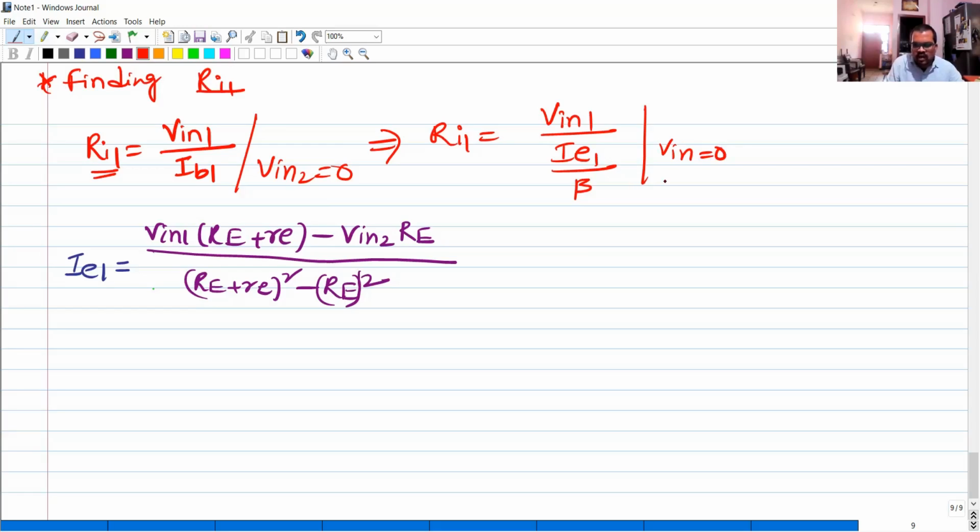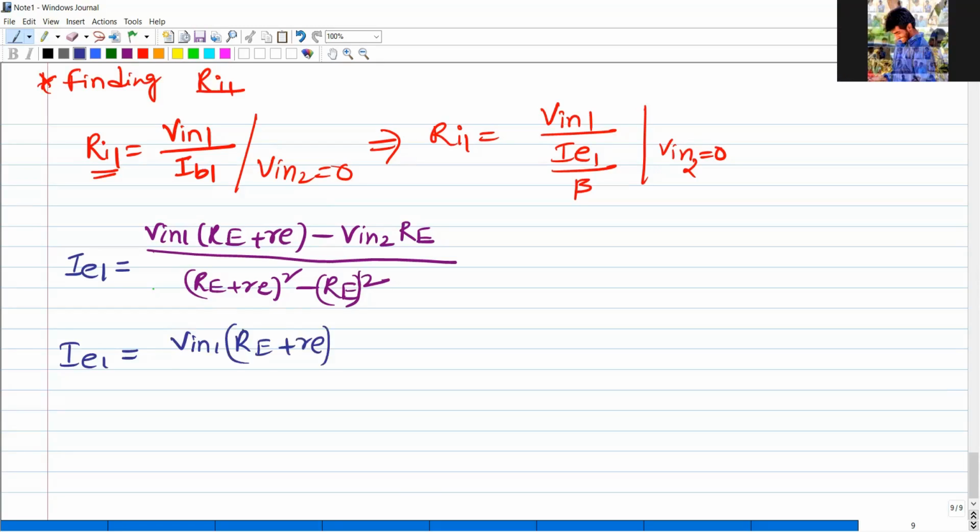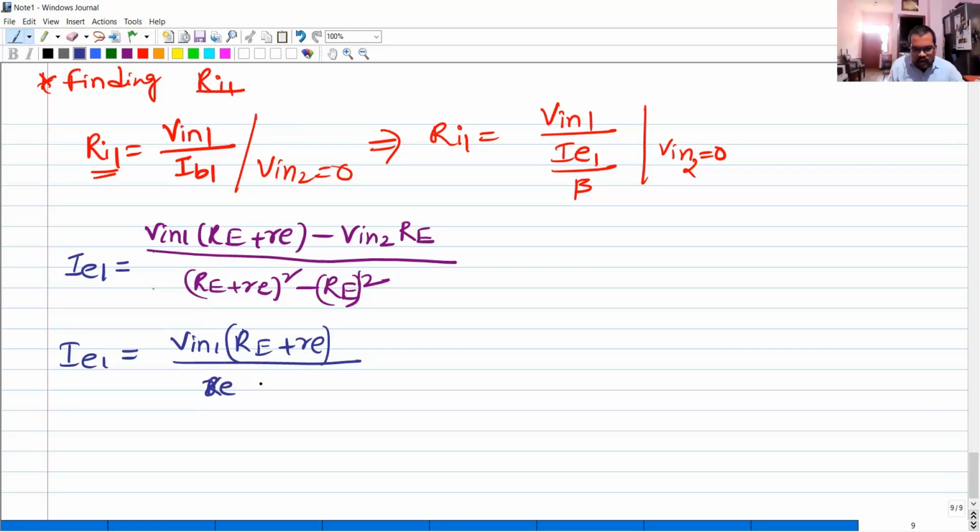Now in this case I want to put Vin2 as 0 wherever it appears. Now tell me what is the equation of IE1? Vin1 into (RE plus RE) minus 0, by (RE plus RE) whole square. I want to write RE common. This gives RE plus RE square, 2RE. Yes or no?